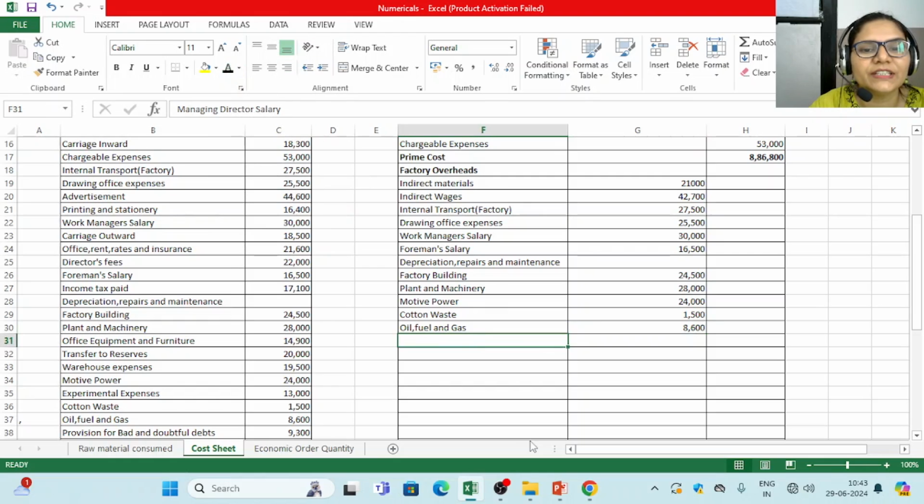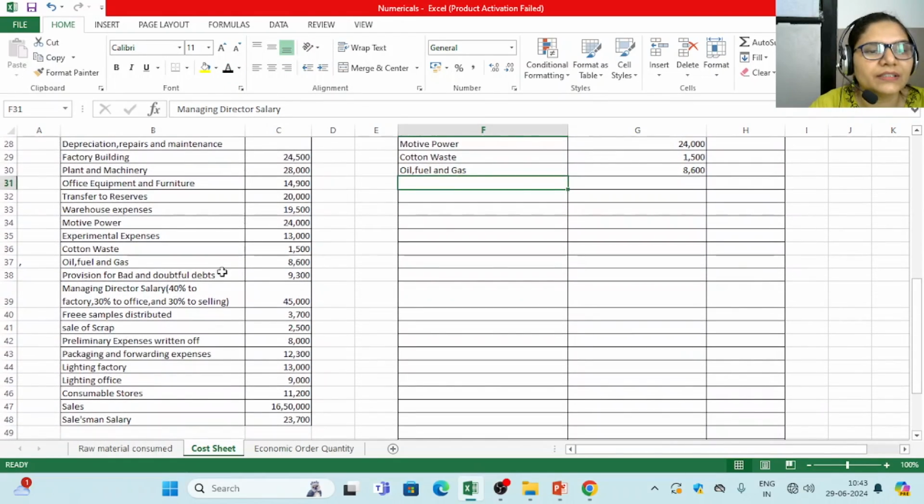Next is managing director salary. See, there is a certain calculation we need to do. Managing director salary is divided into different percentages. 40% is for factory, 30% is for office, and 30% is for selling. So 40% of rupees 45,000 will be included in the factory, and 40% of 45,000 is rupees 18,000. You can calculate, so it will be included in the factory.